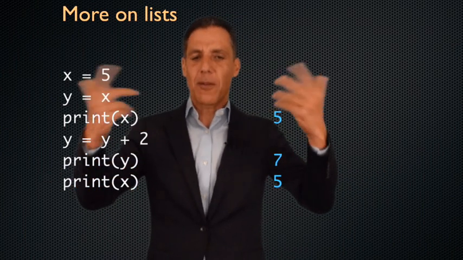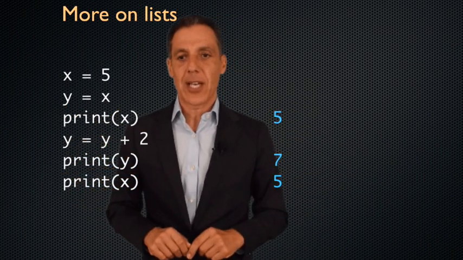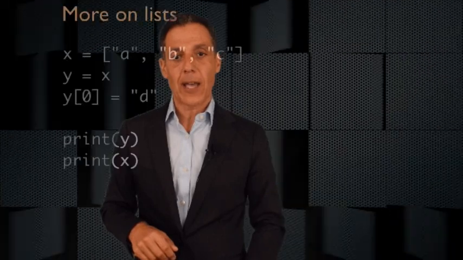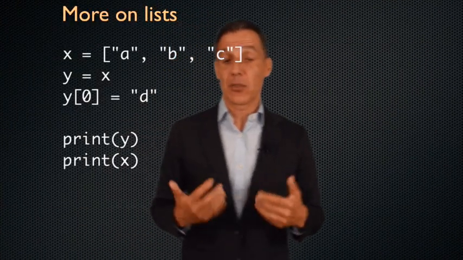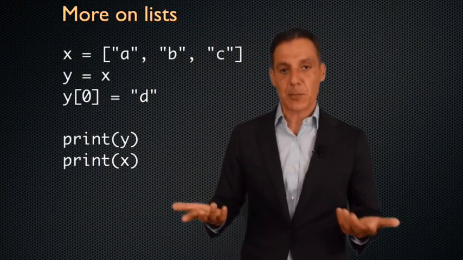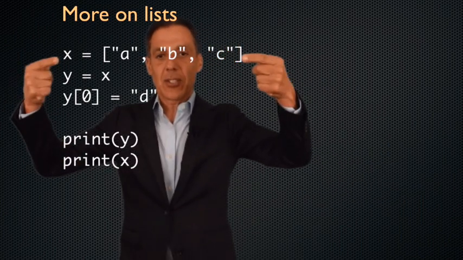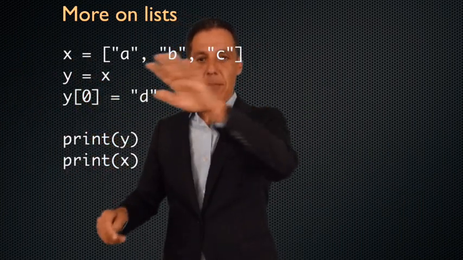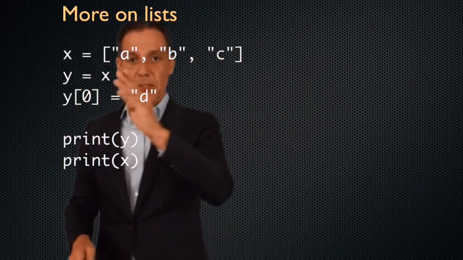Okay, and we've seen this before. I just want to reemphasize it, and now you're going to know why, because now we're going to ask what happens when we do something similar with lists. So let's play the same game. x is equal to the list, square bracket, A, B, C, comma delimited, 3 elements, 0, 1, 2.